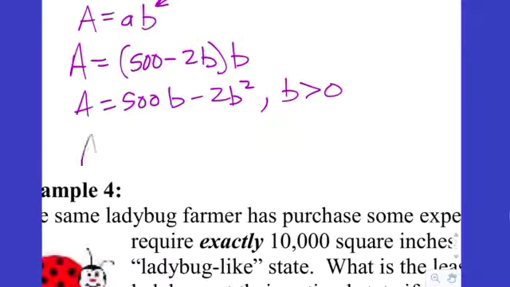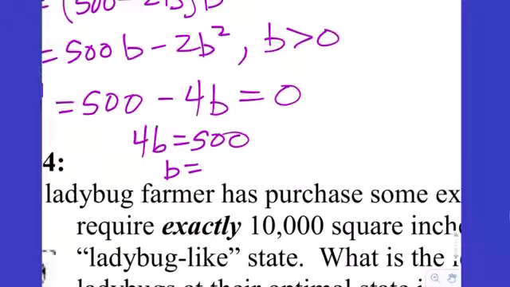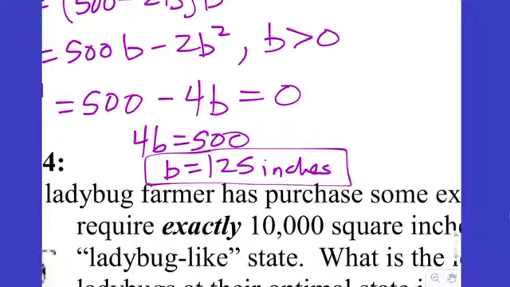Now we'll take the derivative. A prime is 500 minus 4B. Set it equal to 0, and you get 4B equals 500, which means B equals a fourth of 500, which is 125 inches. Now that's the only critical value we got.